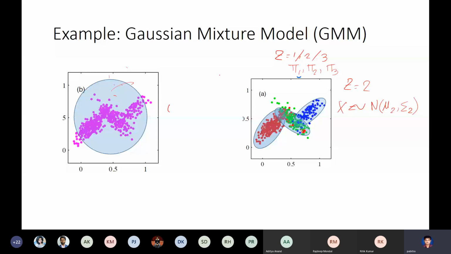Right. So let me take a typical example. Say pi1 is very large, pi2 is smaller, and pi3 is even smaller. So let's say pi1 takes 0.8, pi2 takes 0.15, and pi3 takes 0.05. So naturally, you can see z will most likely be from distribution 1. And once it is from distribution 1, I just generate according to this Gaussian. So with a very high probability, the point will lie somewhere here.